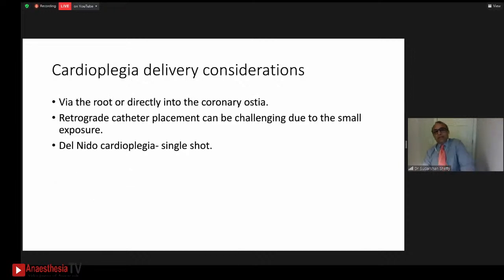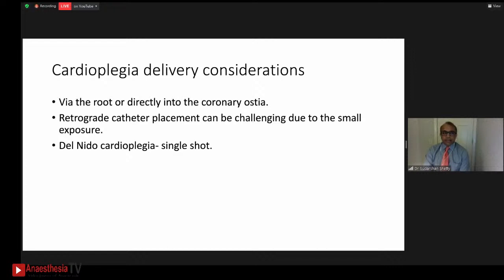So the delivery of cardioplegia becomes a little interesting in these patients with mini sternotomies. Because the access is so small, the surgeons usually struggle to get the cannula in, and this is where we can help them with our TEE expertise. Sometimes they will open up the aorta and start infusing the antegrade cardioplegia through the coronary ostia directly, or the retrograde catheter is placed.